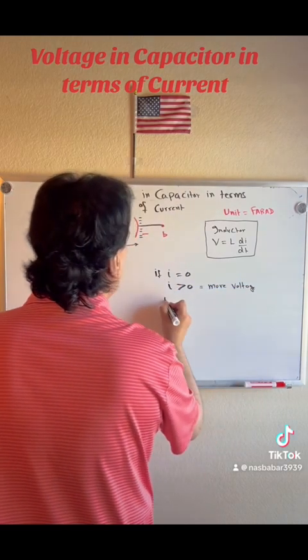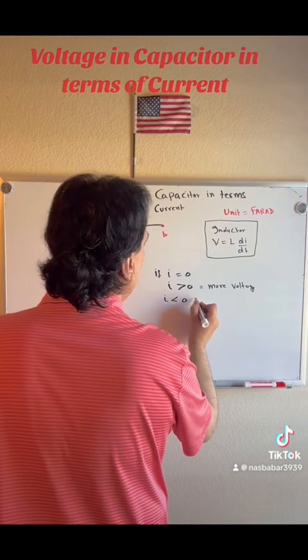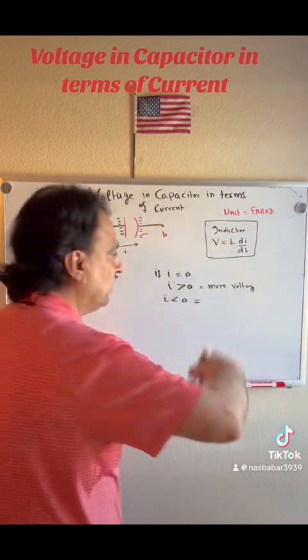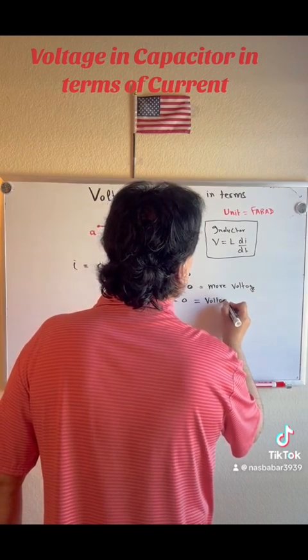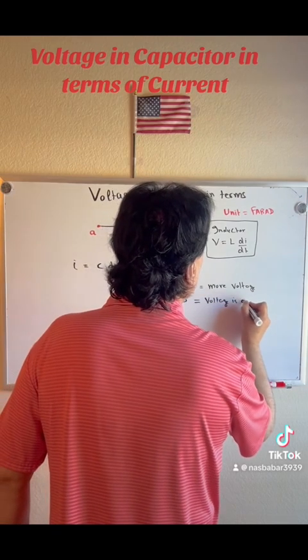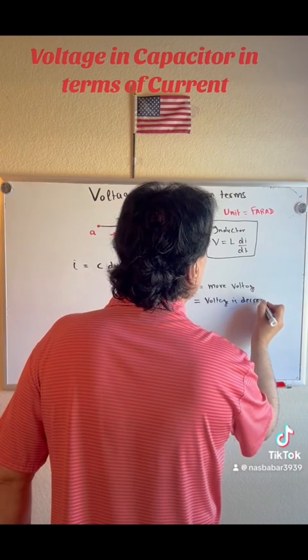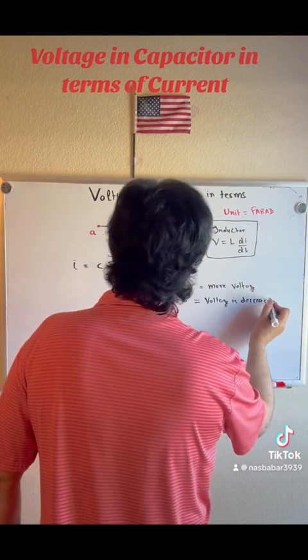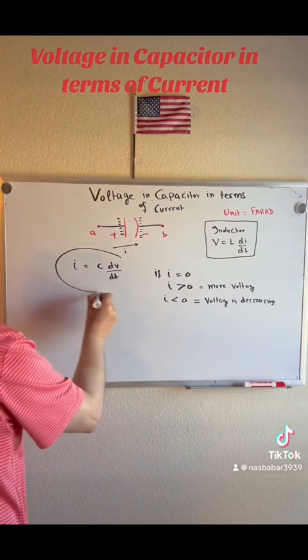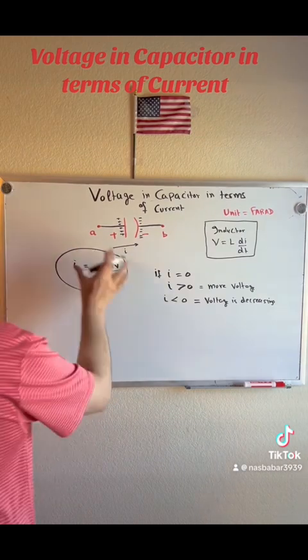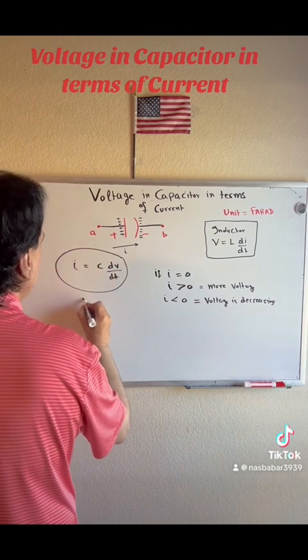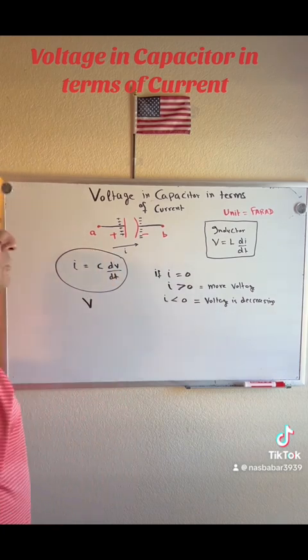Okay, what about if I is less than 0? If I is less than 0, then your voltage is decreasing. Voltage is decreasing. So keep that in mind. In my next lecture, what we will do is play with this equation, rearrange it, and isolate V. All right. So stay tuned.